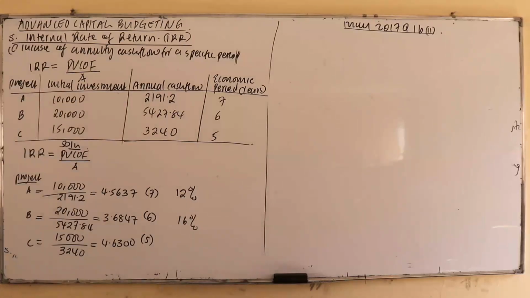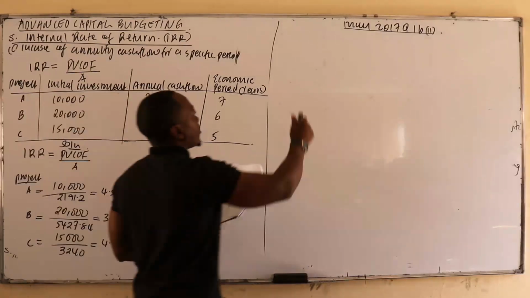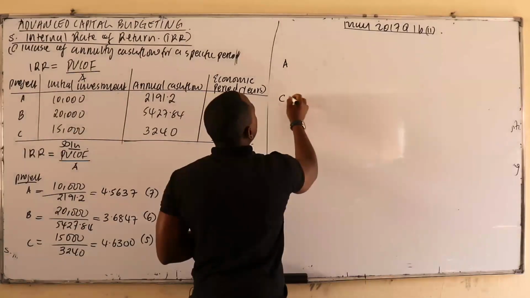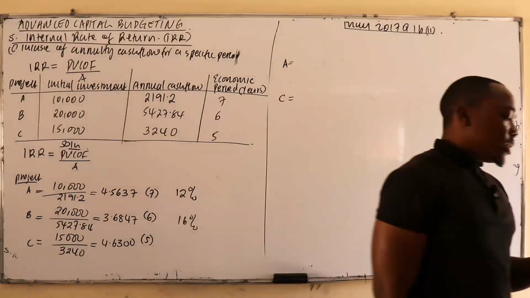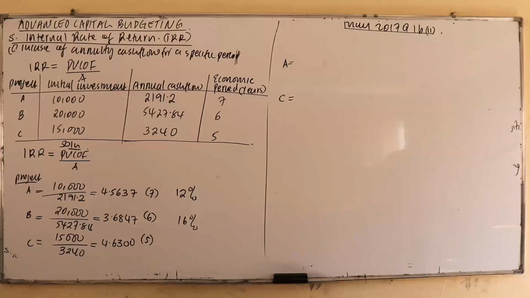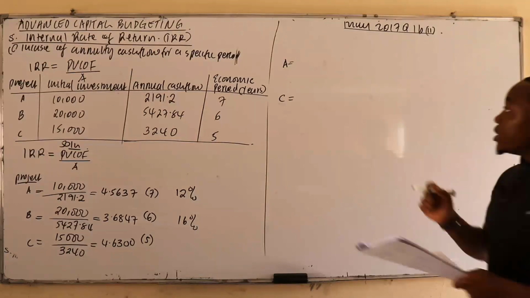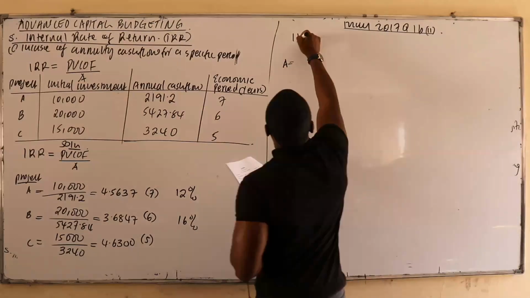The internal rate of return for project A and C. First of all, you have to determine the cash flow characteristic of that project. You see, in this case, you're given the cash outlay, you're given the annual cash flows, and their specific period. So how do we get the IRR?